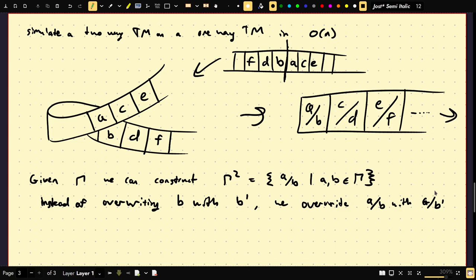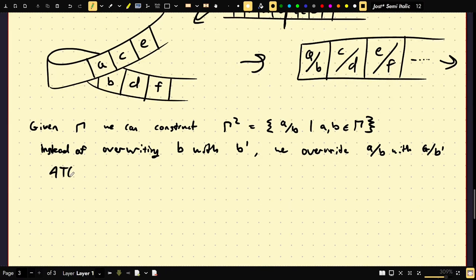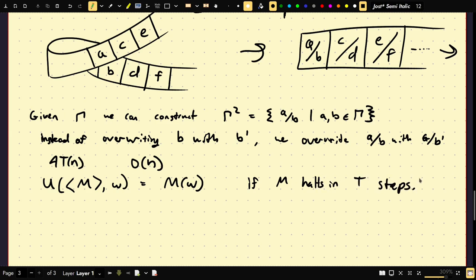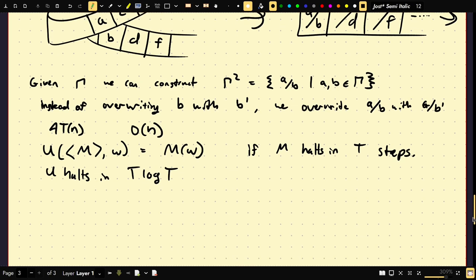And at each step, it takes you exactly one step with some constant amount of work for this translation. So it's actually like 4t of n if the first one ran in t of n. So this is O of n. And finally, it's worth briefly mentioning, I won't prove it because it's quite involved, but let U be the universal Turing machine, which takes on input M and some W, and it'll simulate M on W. If M halts in t steps, U halts in t log t steps. This is as efficient as we know. You might need this for proofs.